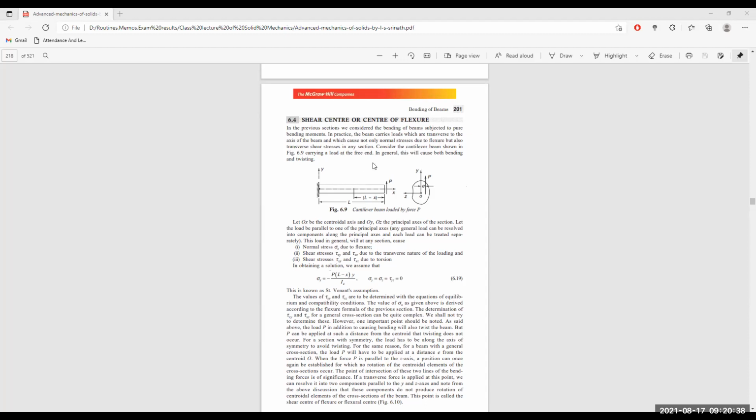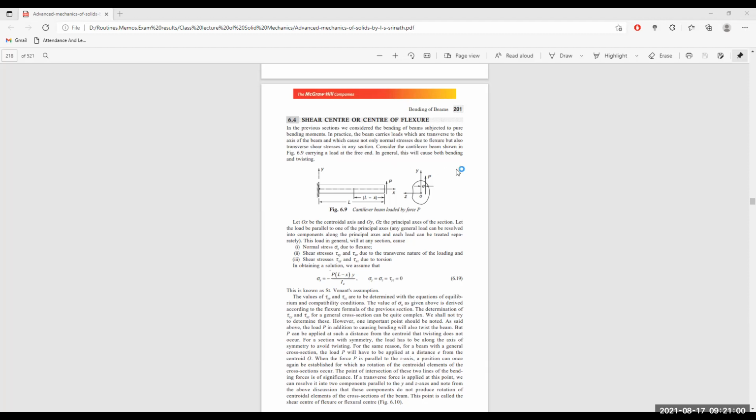We will find out a point on the section or away from the section of a beam. Maybe it may not be on the surface of the section itself, but slightly deviated away from the section of the beam itself, where there is no shear force acting. And this particular point we define as the shear center itself.